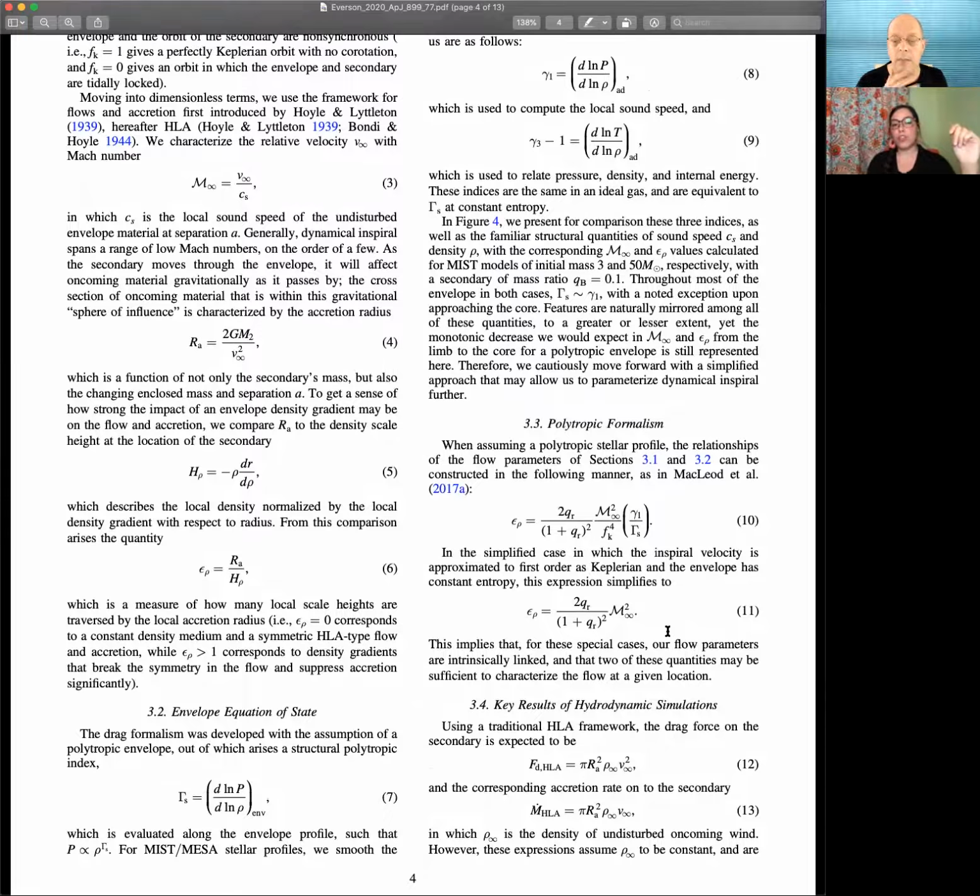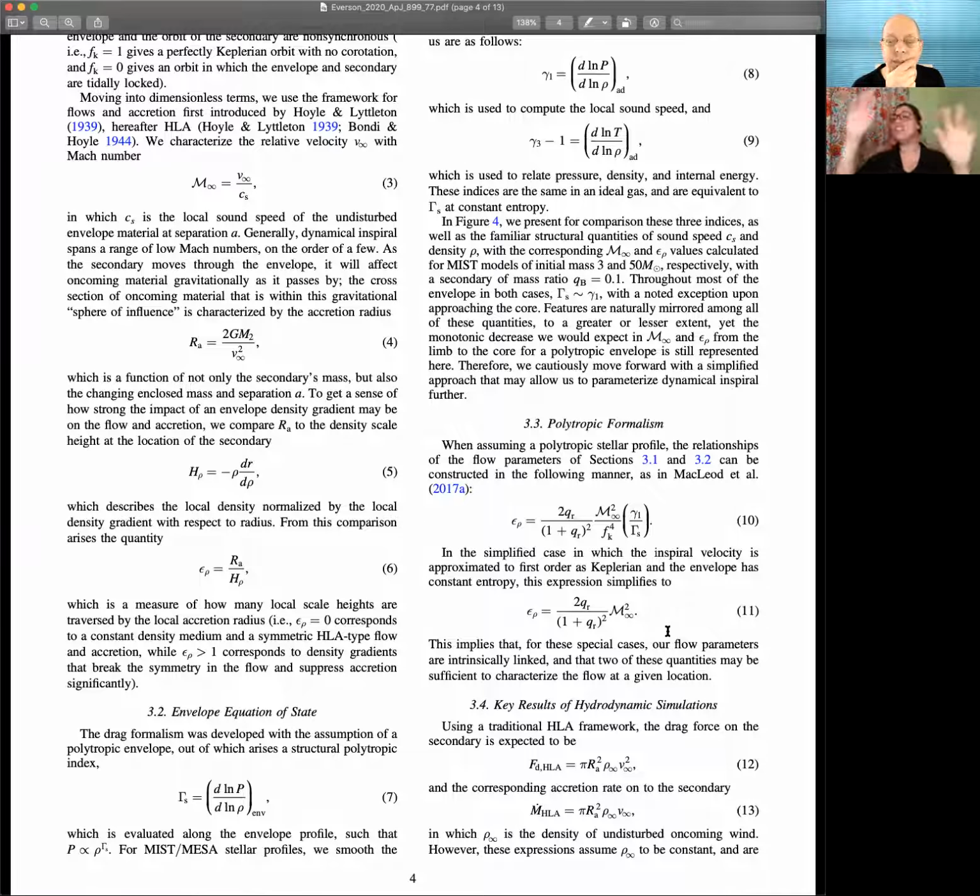And what Morgan showed in his previous papers was that when you introduce a density gradient, all that gets thrown out the window. Accretion is not really that efficient at all, and it actually changes the drag force in significant ways because the symmetry is broken. You get this nice symmetric wake and shock when you're doing standard Hoyle-Littleton. When you introduce any density gradient, that just goes away. So how do we measure this?